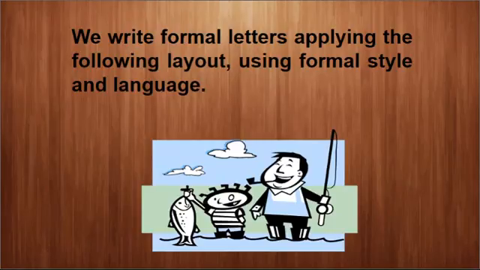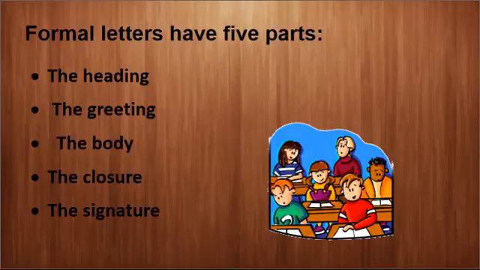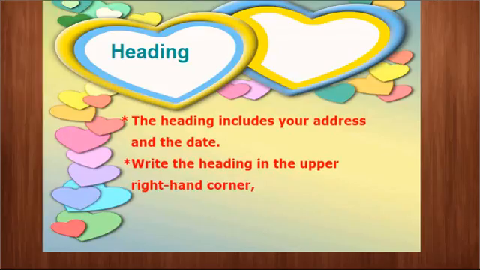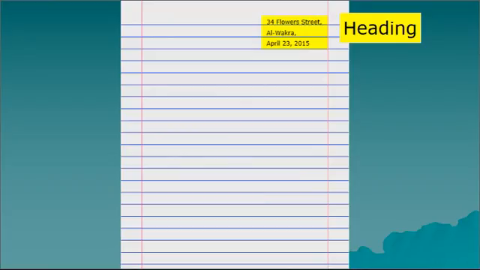We write formal letters applying the following layout, using formal style and language. Formal letters usually have 5 parts: the heading, the greeting, the body, the closure, and the signature. The heading usually includes your address and the date. We usually write the heading in the upper right hand corner. As you can see, it's illustrated clearly here in the example. We start with the name of the street, the city, and the date.